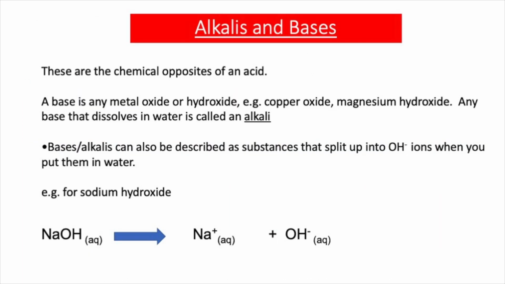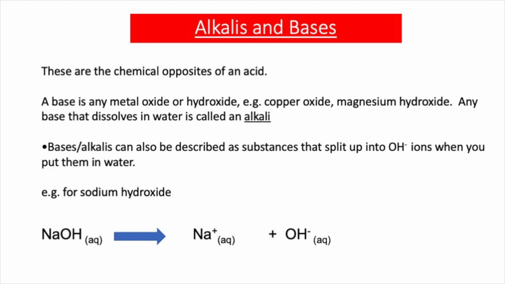Now, in our previous video lessons, we've learnt that the chemical opposites of an acid are called bases, and a base is any metal oxide or hydroxide. So for example, copper oxide is classed as a base because it's a metal oxide. Magnesium hydroxide is also classed as a base because it's a metal hydroxide, and any base that dissolves in water is classed as an alkali. So alkalis are just bases that are soluble.